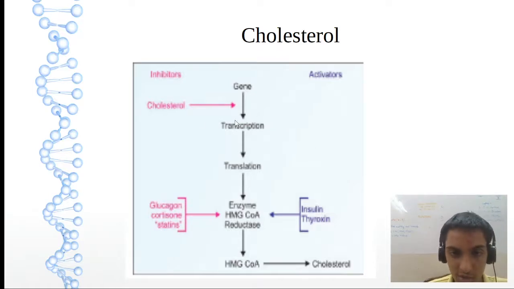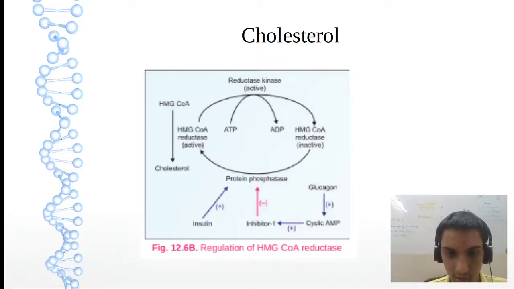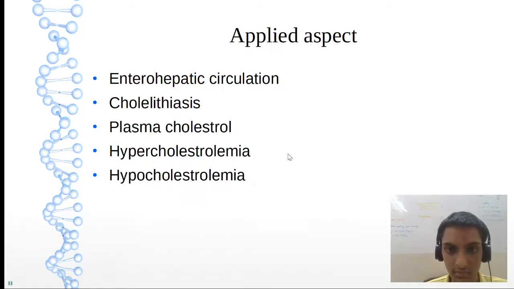DNA on transcription gives mRNA, mRNA on translation gives HMG-CoA reductase. Also from statins. Statins always will lower the blood cholesterol. Those are lovastatin and pravastatin, for example. Next, same as I told you, HMG-CoA reductase, the regulation. You can see the same thing.